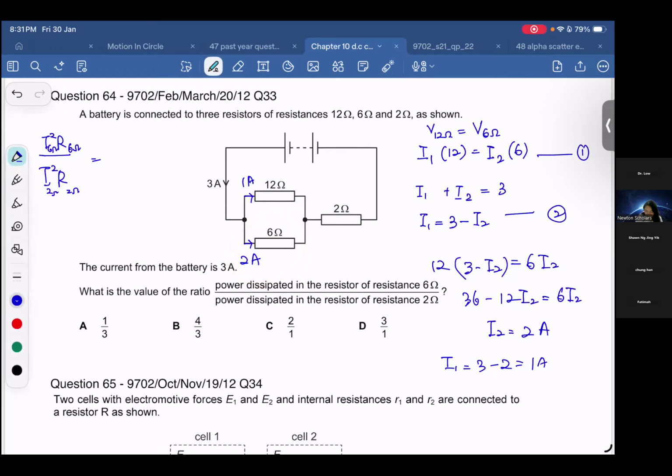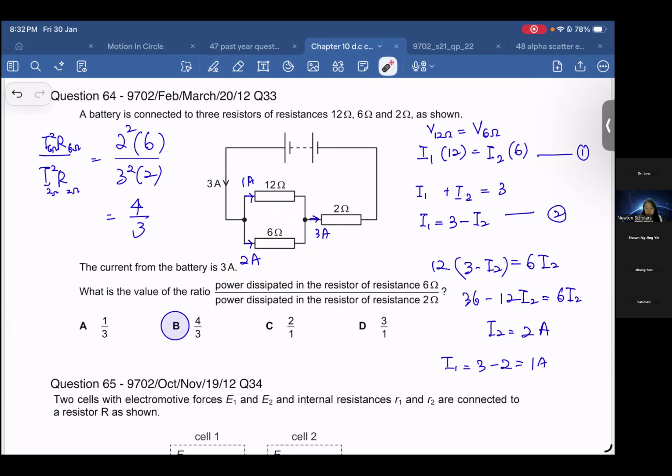So 6 ohm has 2 ampere: 2 squared times the 6 ohm, divided by the current flowing through the 2 ohm. Oh, the 2 ohm at here is 3 ampere, dear. So 3 squared times 2. Your answer should be 4 over 3. Answer should be B.